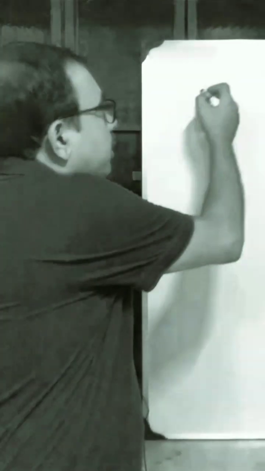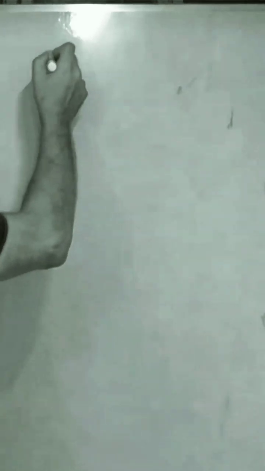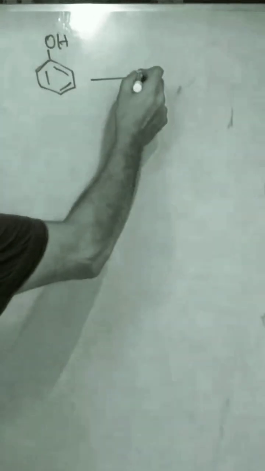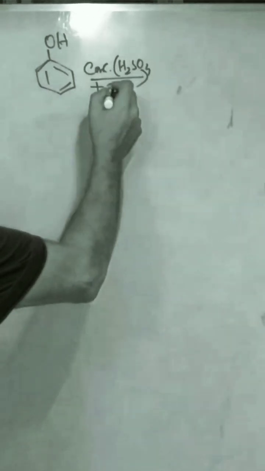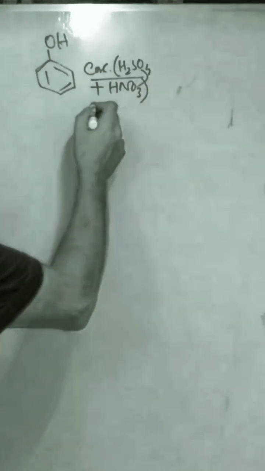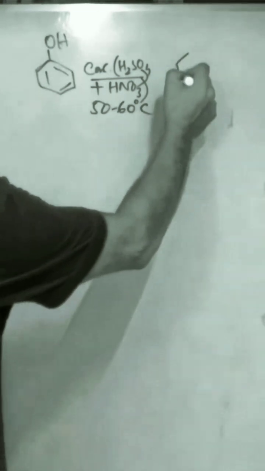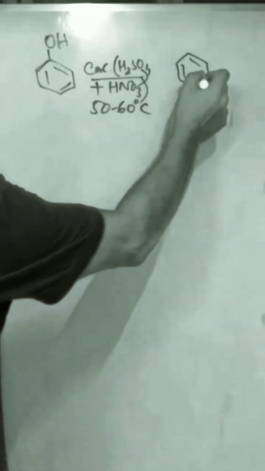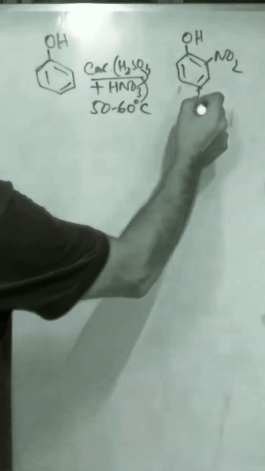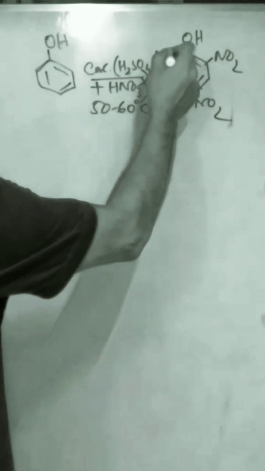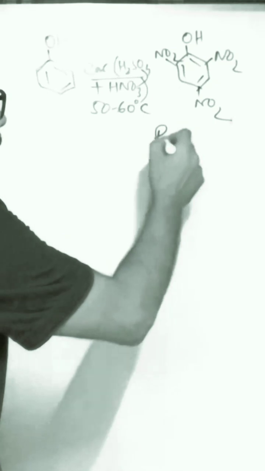Let us consider a reaction when phenol is nitrated, that is, if we add a mixture of concentrated sulfuric acid and nitric acid at a temperature of 50 to 60 degrees centigrade, what happens? What will be the product? The product we know is 2,4,6 trinitrophenol, and the compound is also known as picric acid.